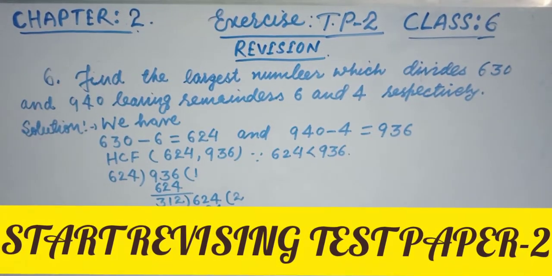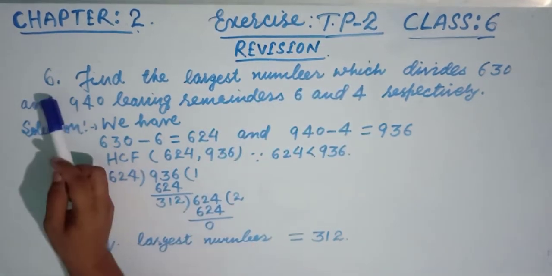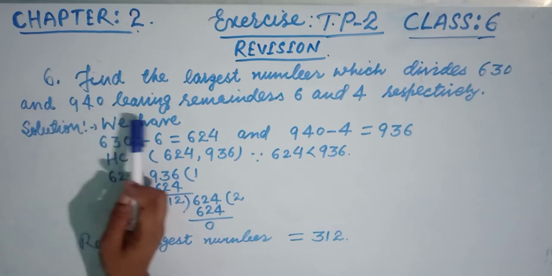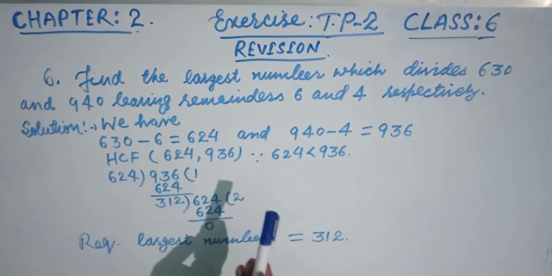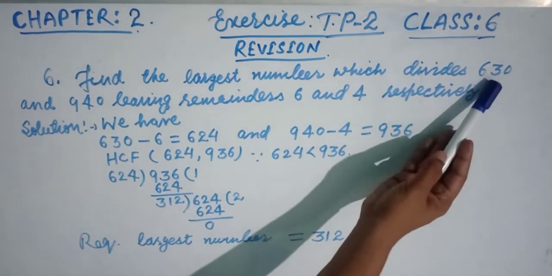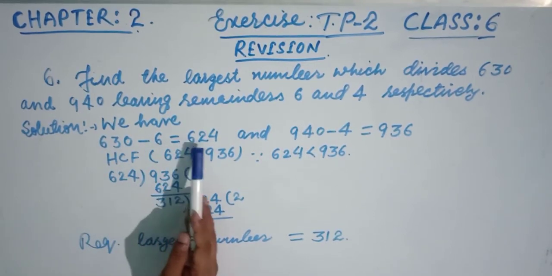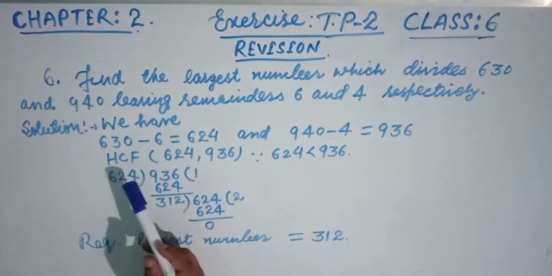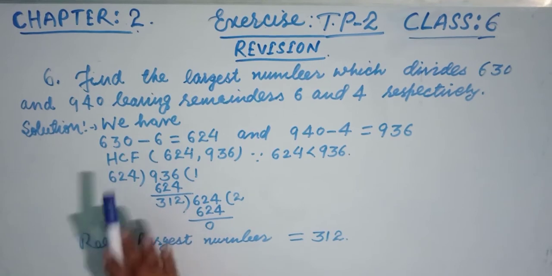See friends, 6th question says now we will start test paper second. 6th question, find the largest number which divides 630 and 940, leaving remainder 6 and 4 respectively. First, in this question, first of all subtract this number, this minus this, and subtract this minus this. Now 360 minus 6 becomes 324 and 940 minus 4 becomes 936. Then find the HCF of these two numbers. Okay, and this HCF gives us the answer.